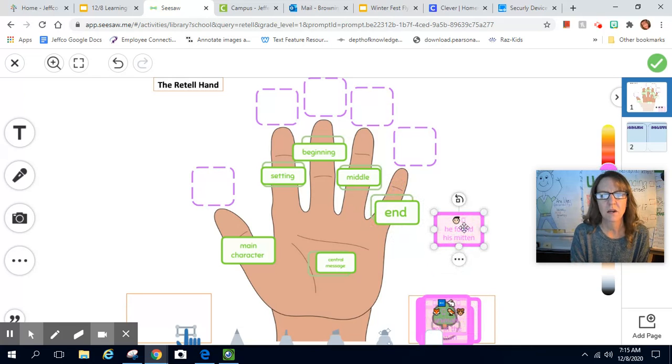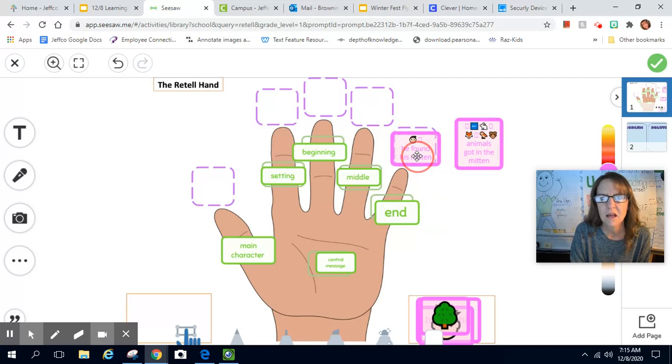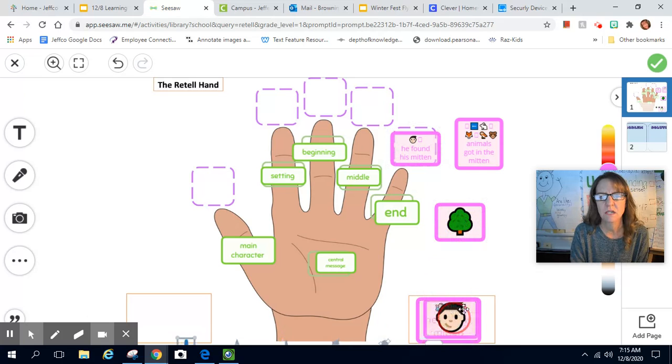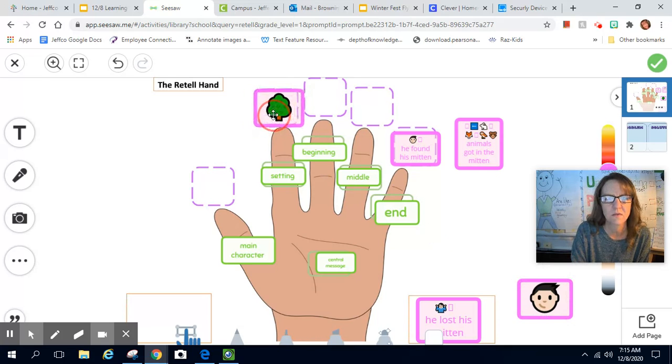So now you're going to go, okay, where do all of these fit? Now, he found his mitten. Where does that go? Probably at the end, right? That's when he found his mitten. And then we have a tree outside. Is that outside? So where does that picture go? Probably, you're right, it goes for the setting.